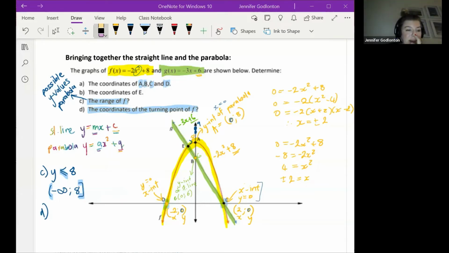So don't panic. Okay. So for D, I'm asking what are the coordinates of the turning point? The answers coming in here are great. The turning point of a parabola is either the top point of the parabola or the bottom point of the parabola. And so it will be (0, 8). That will be my answer for D.